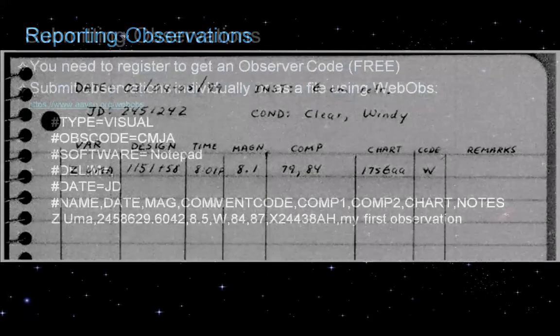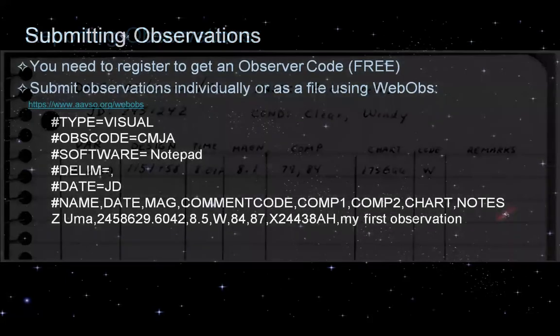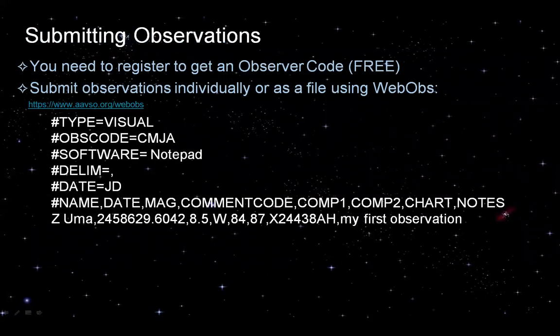And to submit your observation, if you do submit your observation to the AVSO, you're going to need what they call an observer code. All you need to do is register with them. You don't need to pay them any money. You don't need to join. You just say, I would like to have an observer code. My observer code is CMJA. And they need that observer code so they know who is observing what. And that's how they keep track of all the observations.